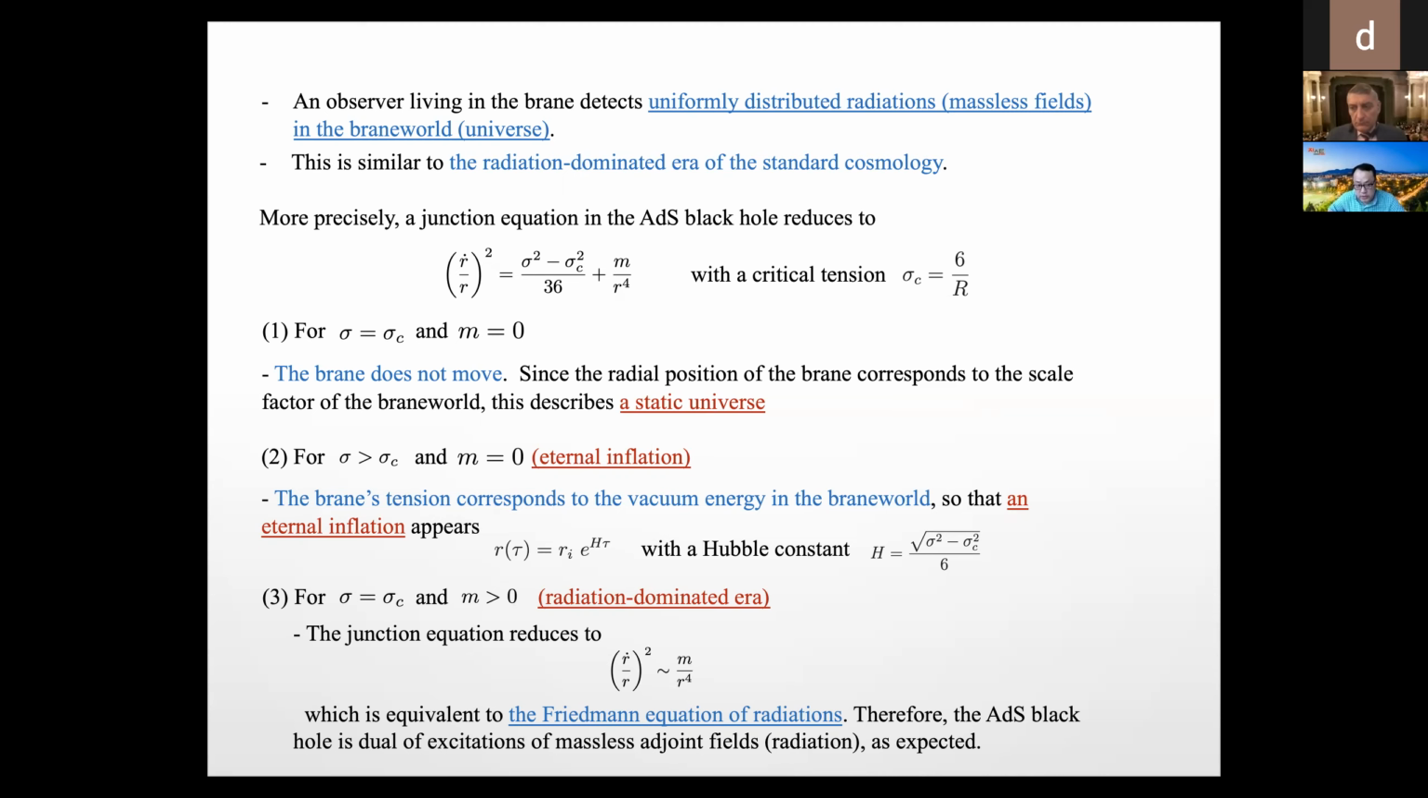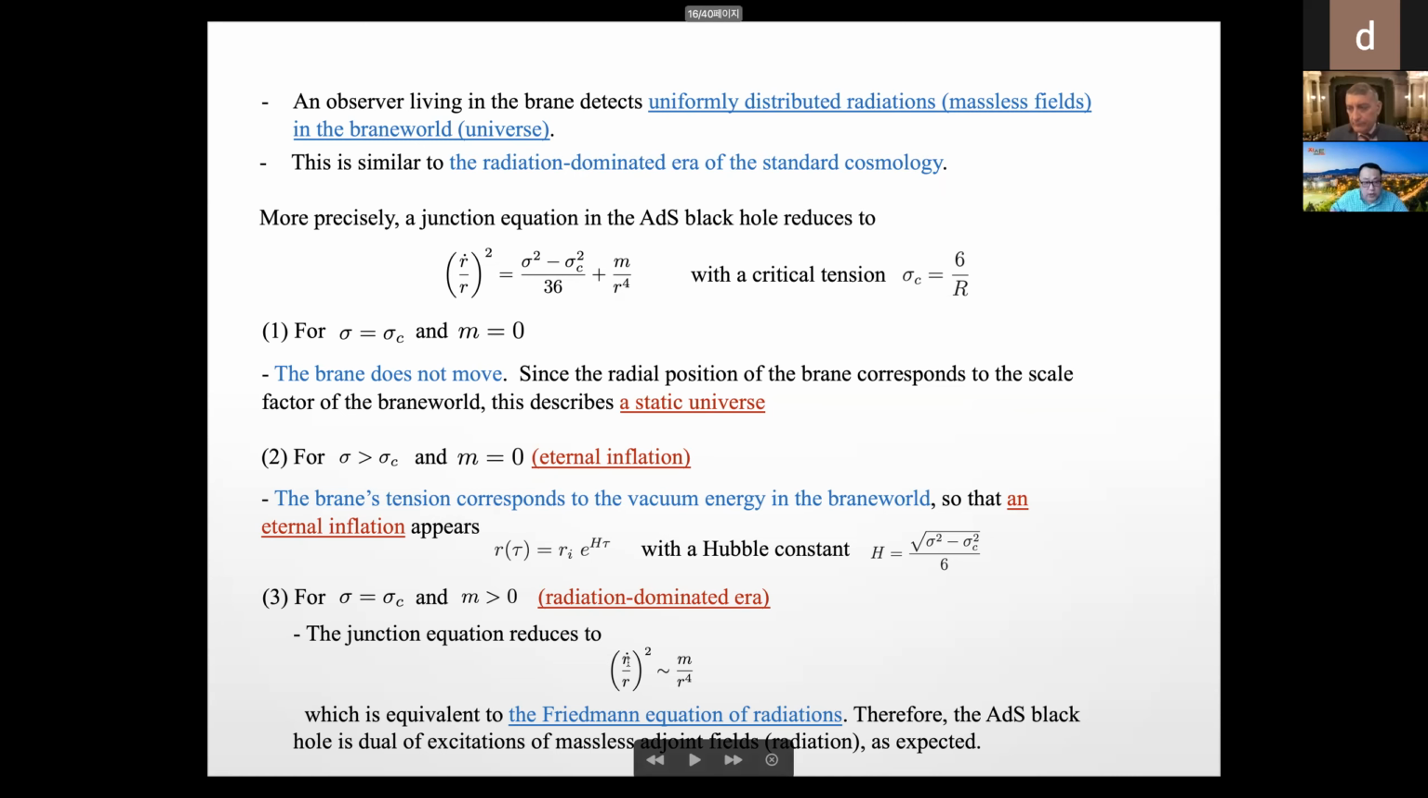This is because it is known that the black hole mass corresponds to the excitation energy of some other matter on the dual field theory side. So this is well matched.